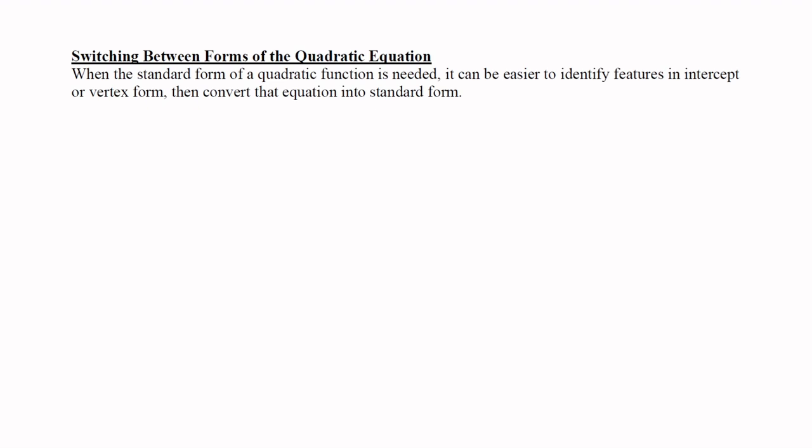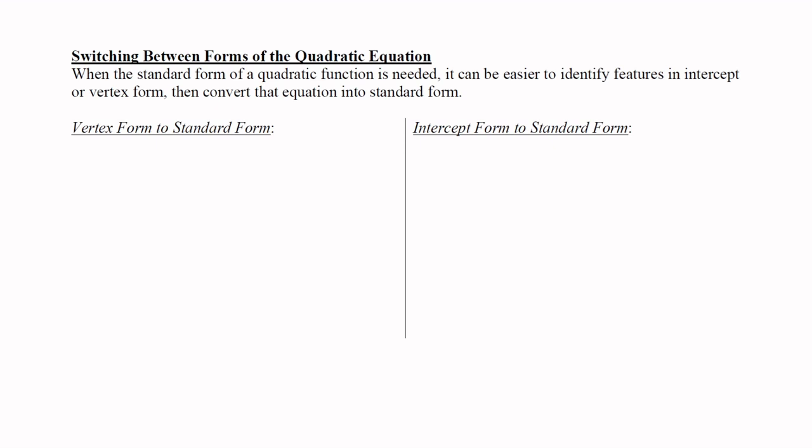When the standard form of a quadratic function is needed, it can be easier to identify features in intercept or vertex form, then convert that equation into standard form. So, let's talk about what it looks like to move from vertex form to standard form and intercept form to standard form. And I'm going to do this using nothing but variables. Okay, so follow me on this.